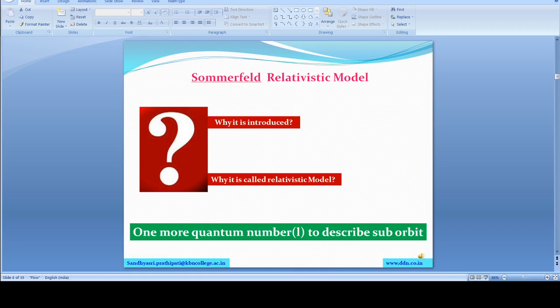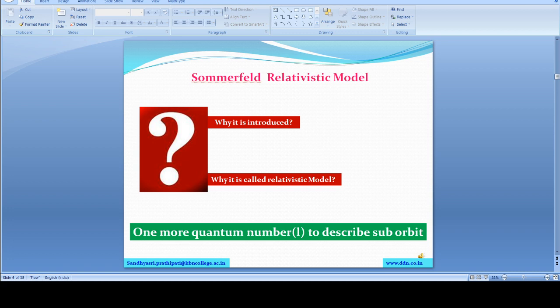To explain Sommerfeld relativistic model. Why it is introduced and why it is called a relativistic model. One of the drawbacks, fine structure of spectral line, we have already studied in the previous session. To clarify that fine structure, Sommerfeld had introduced his relativistic model basically. Why it is called relativistic model? This will be explained in the next slide.